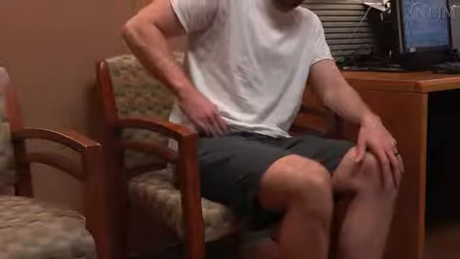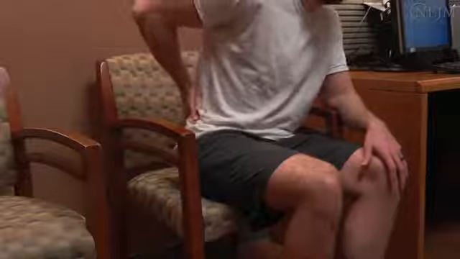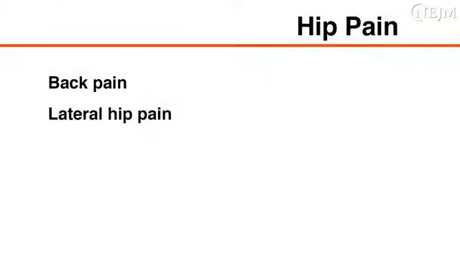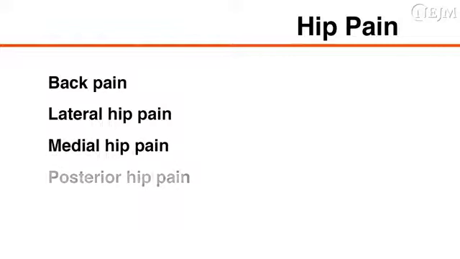Hip pain can often be classified based on the location of pain the patient describes. For example, back pain, lateral hip pain, medial hip pain, and posterior hip pain. Hip pain can also derive from areas outside the hip, such as an inguinal hernia or a lumbar spine condition. Refer to the print supplement to this video for a more comprehensive list of the differential diagnosis of hip pain.